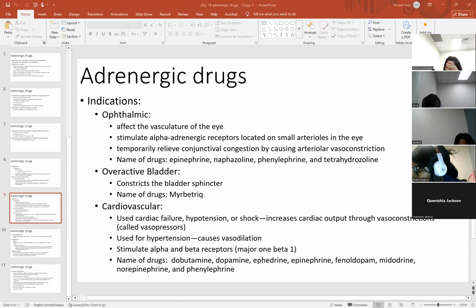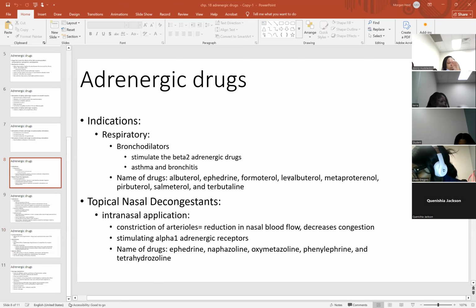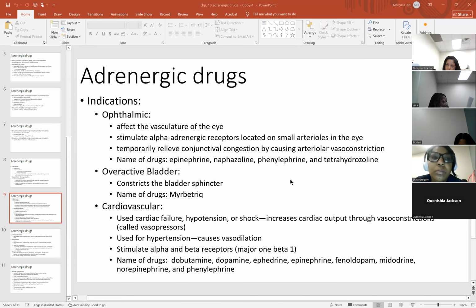Okay. I don't know what happened to my camera, but can you guys see the PowerPoint on the screen? Okay, that's all I need.